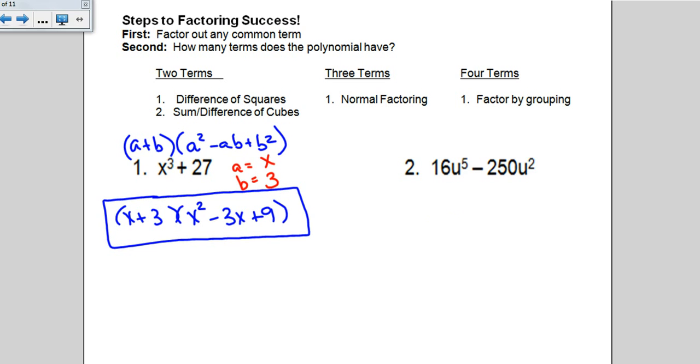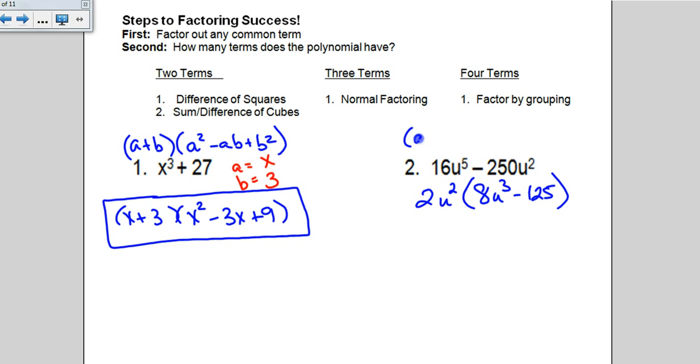Okay, number 2, I need to look for my common term first, and I notice that 16 and 250 can both be divided by 2. And then the other thing I notice is I can take out u squared. So when I factor out a 2u squared, I end up with 8u to the third minus 125. Well, inside the parentheses, I have 2 terms, and it looks like they're not squares, but they are cubes. So this is the difference of 2 cubes pattern.